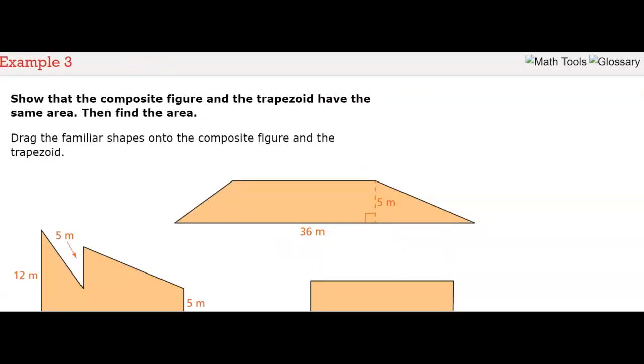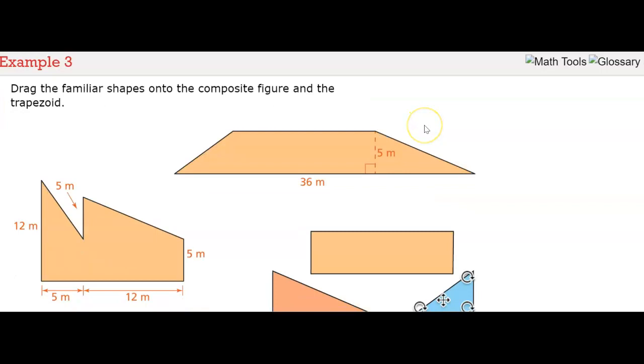Show that the composite figure and the trapezoid have the same area. Then find the area. Drag the familiar shapes onto the composite figure and the trapezoid.